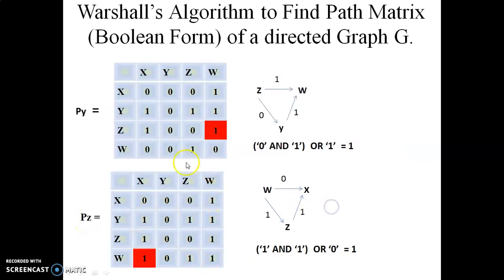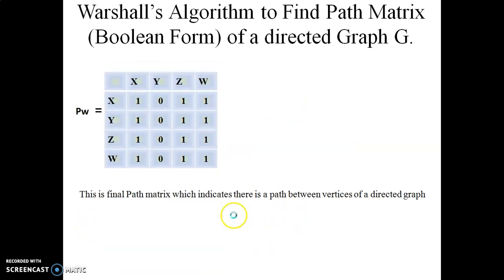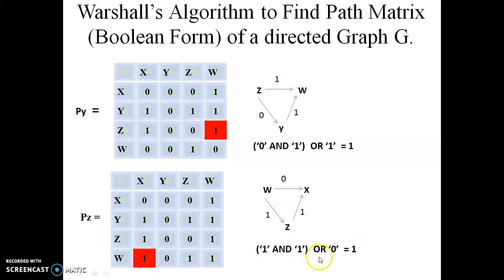So the next intermediate node is P of z. Again, the index values of all this P of Z are obtained in the same way as discussed earlier. And finally, the intermediate matrix P of W is obtained in the same way, considering this particular logical operation.